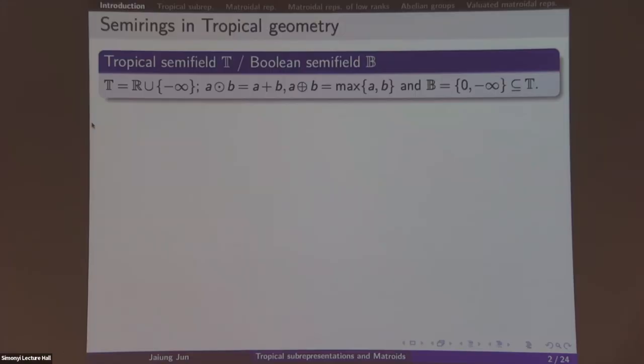For the tropical semifield, I'm using the underlying set of the real numbers together with negative infinity. Tropical multiplication is usual addition, and tropical addition is maximum. So I'm using the maximum convention here, with negative infinity being the smallest number. The subset consisting of two points, 0 and negative infinity, which is denoted by B, is called the Boolean semifield.